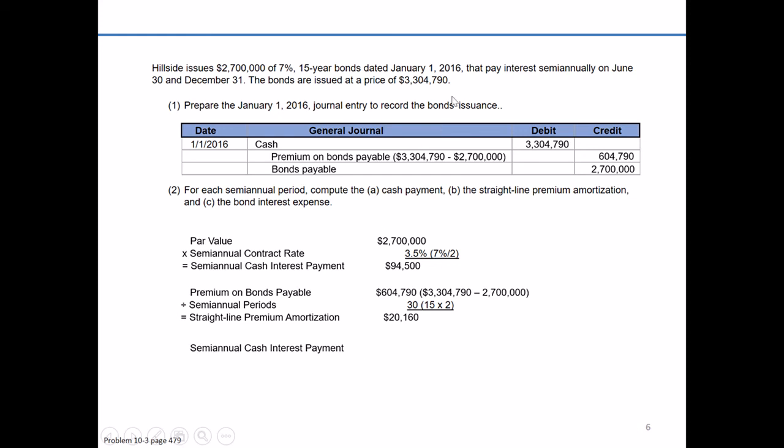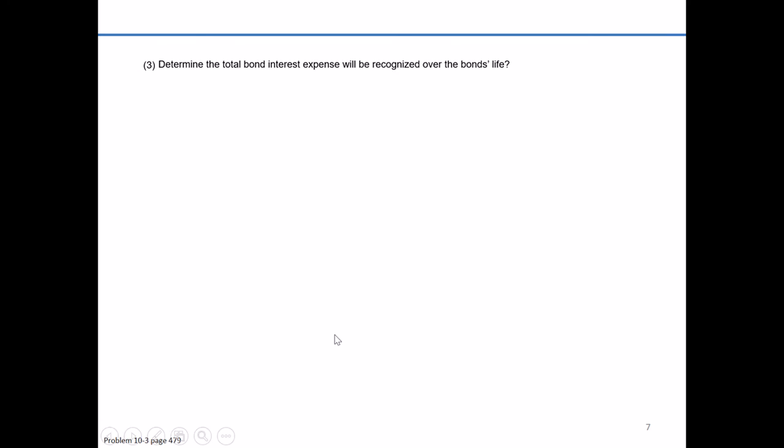They're getting more up front than they have to pay at maturity. So really that lowers the cost of this particular bond over the life. So let's take our semi-annual cash payment of $94,500, subtract $20,160 as our premium amortization, meaning each semi-annual period, the true interest expense or interest cost is $74,340.